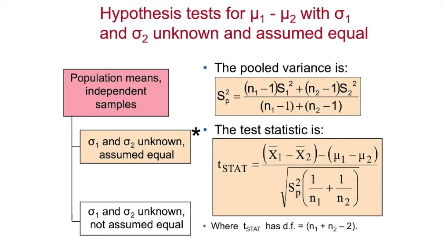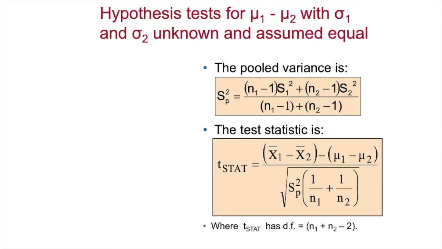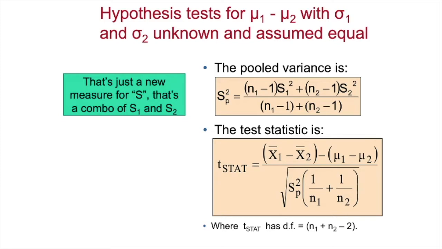Really, if you look at this formula, it is just a sort of weighted average of our two variances. So we're going to compute this test statistic, and it's going to be used exactly in the same way as we used test statistics before. Okay, so we have a new type of S, which is just a combination of S1 and S2, but it functions the same way as the S we had before.